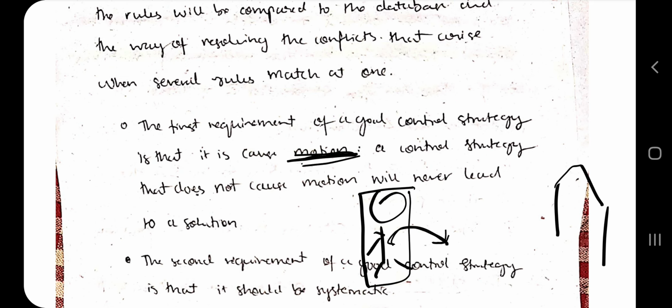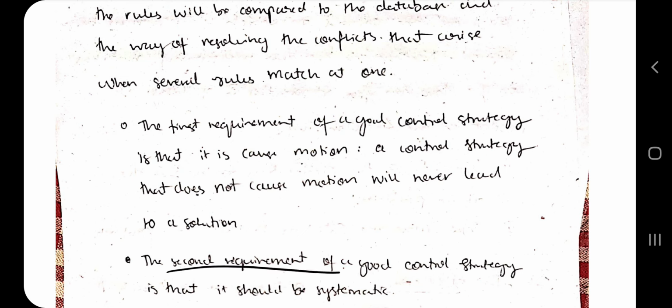In fact, motion means either forward or backward, anywhere, but you should not stand in the same place. If you stand there itself, you will never reach the goal. But if you move backward or forward, if you make some movement, there is a chance that you might reach the goal. That's the first requirement. Fine, so it should cause a motion.